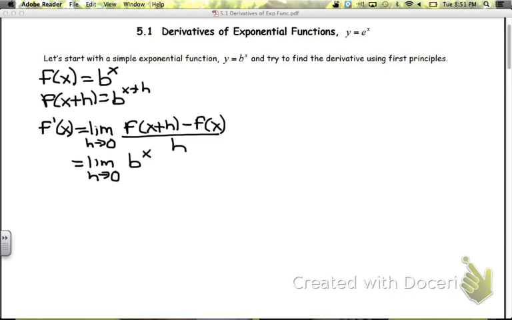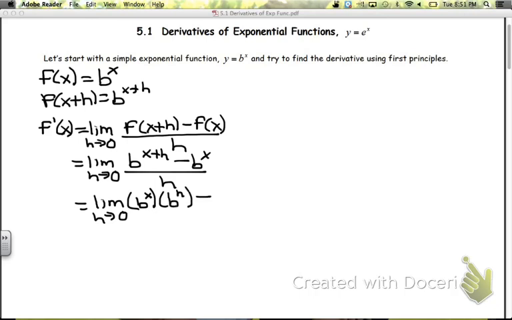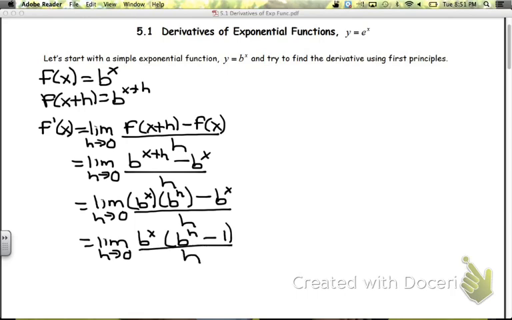So we have b to the power of x plus h minus b to the power of x all over h. We then can simplify this a little bit further just by our exponent rules. I know b to the power of x plus h is actually just b to the power of x times b to the power of h, minus b to the power of x, all over h. So now what we're going to do is we can factor out a b to the power of x, and we'll be left with b to the power of h minus 1 all over h.